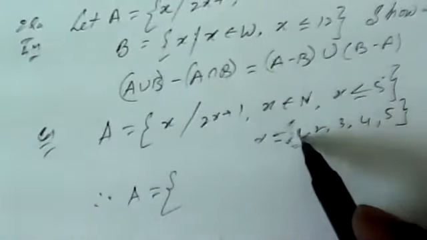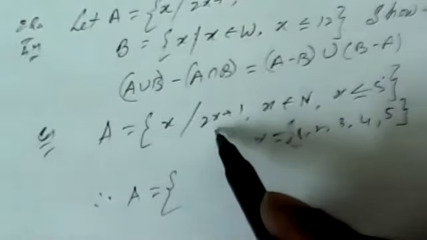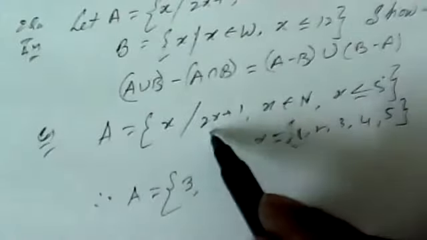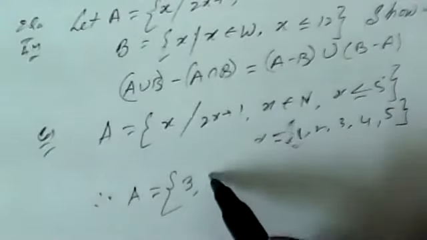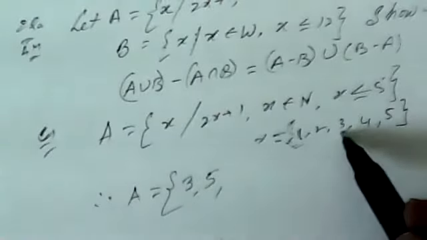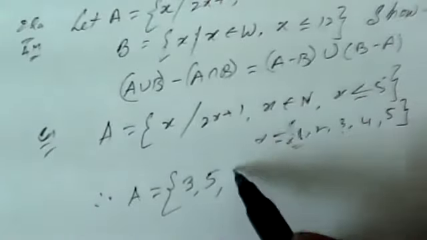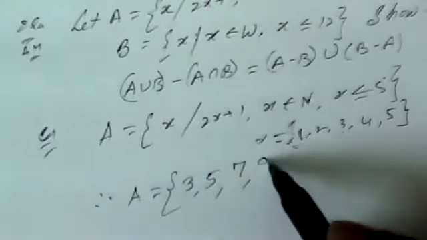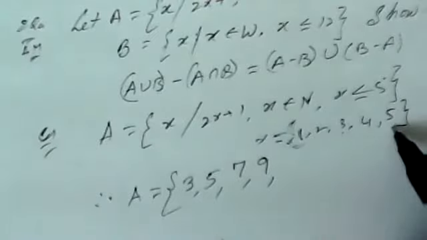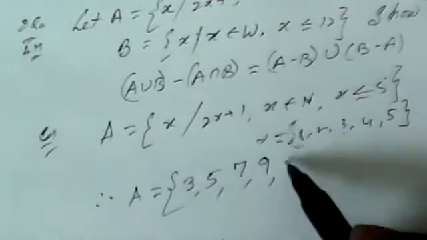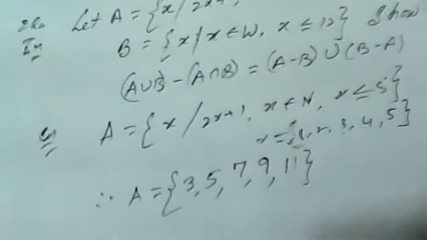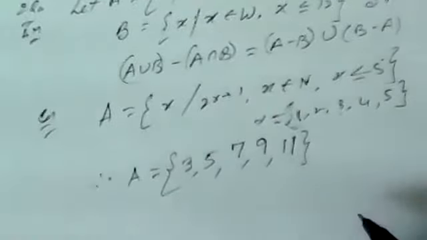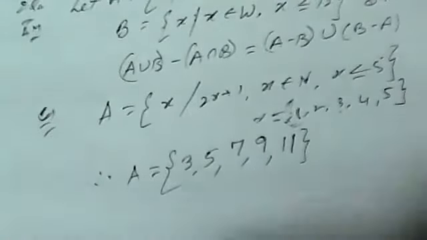So let x equal to 1. What do you get for 2x plus 1? 2 into 1, 2 plus 1, that is 3. Again x equal to 2, 2 2s are 4 plus 1, 5. X equal to 3, 2 3s are 6 plus 1, 7. X equal to 4, 2 4s are 8 plus 1, 9. Again x equals to 5, 2 5s are 10 plus 1, 11. So these are the elements of A. So unless and until you list out the elements of set A, you can't find out union or difference or anything.